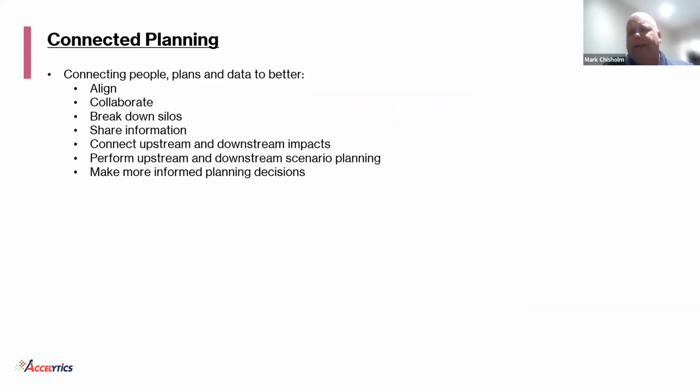Let's talk about what connected planning brings and really what connected planning is, because it's a term that is often used and coined by Anaplan, but there's an assumption out there that people know what it means. But really, connected planning is all about connecting people, plans, and data to better align, collaborate, break down silos, share information, connect upstream and downstream impacts, and perform upstream and downstream scenario planning, and really all about being able to make more informed planning decisions.